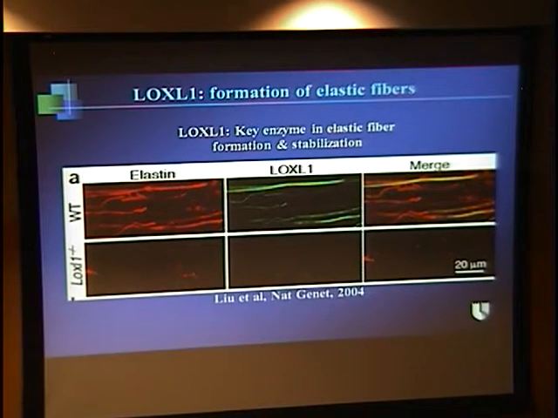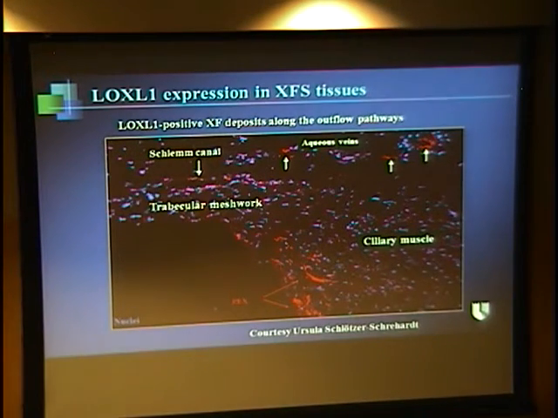Another interesting feature about LOXL1 is if you look at elastin fibers, and this is a stain for elastin, you actually find that LOXL1 not only catalyzes elastin, it has become a component of elastic tissue. So that's kind of unusual. You'd think it would just build and move on. It actually gets taken in, and you can see from this merged photo just how closely that corresponds.